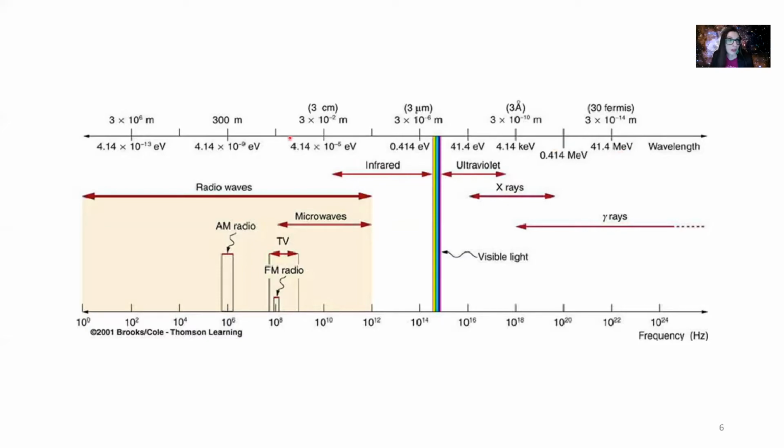And then when we go down here to our longest wavelength waves, down in the radio wave part of the spectrum, long wavelengths of 3 × 10⁶ meters, that's quite long, they have the smallest energies. The longest wavelength radio waves have energies on the order of 10⁻¹³ electron volts.